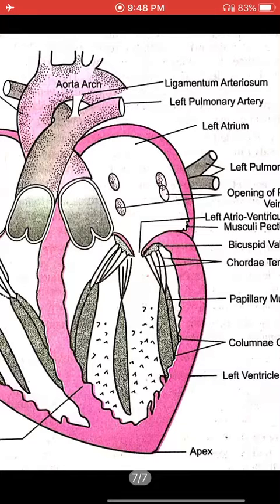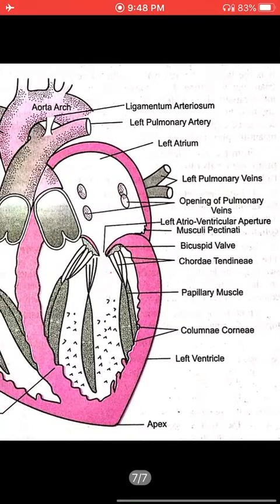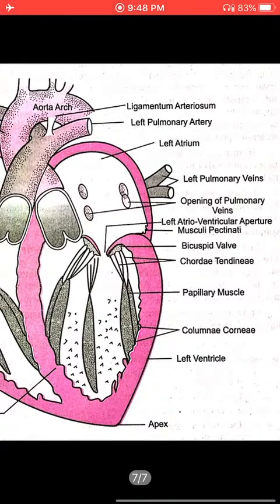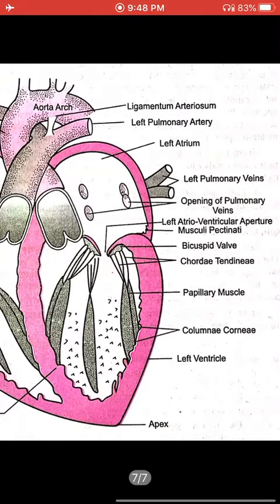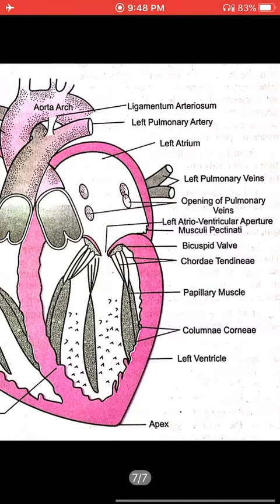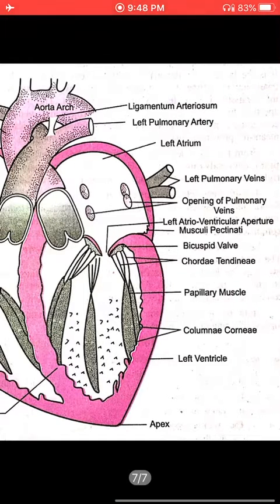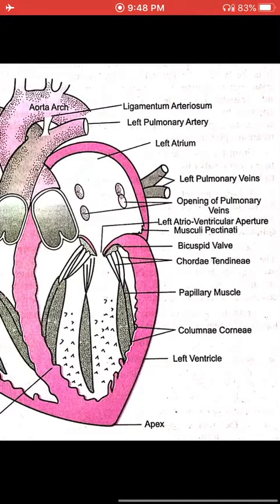Then the left atrium, you can see on the left side of the lungs. It has the pulmonary vein. The pulmonary vein brings oxygenated blood back to the left atrium. Then from the left atrium to the left ventricle there is an opening which is guarded by the valve known as the bicuspid valve. Then papillary muscles, and the left ventricle.